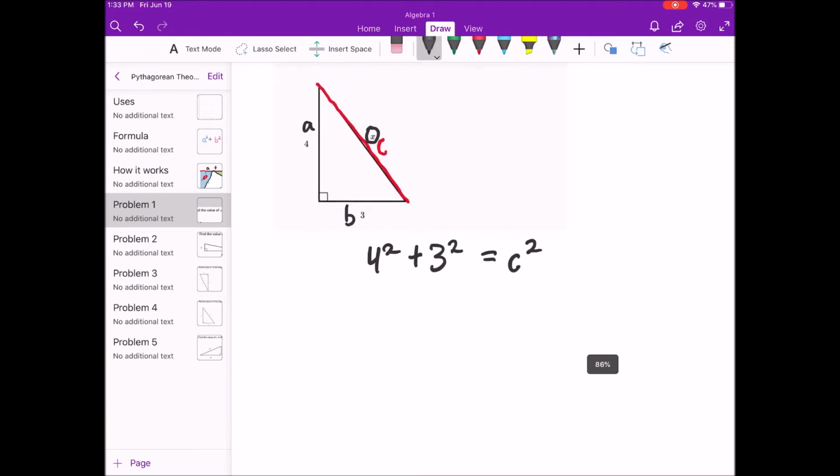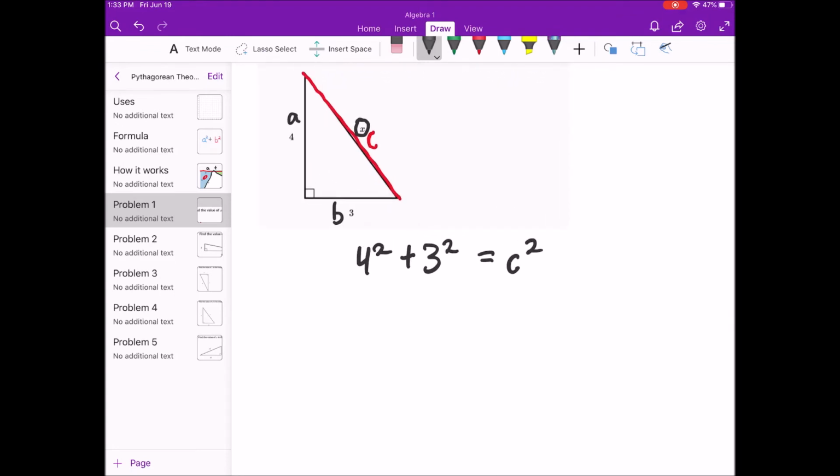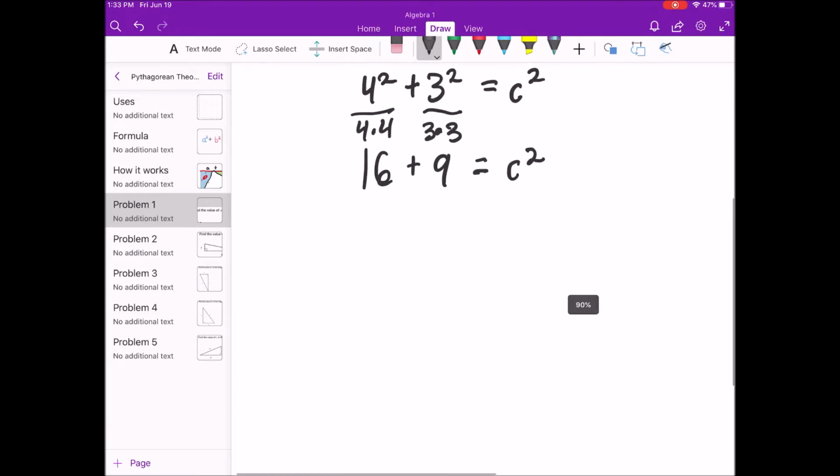So first you do 4 squared, and 4 times 4 is 16, so 16 plus, what is 3 squared? 3 squared is 3 times 3, and that would be 9. So 16 plus 9 is equal to C squared. Now we add these two values together, and we get 25.